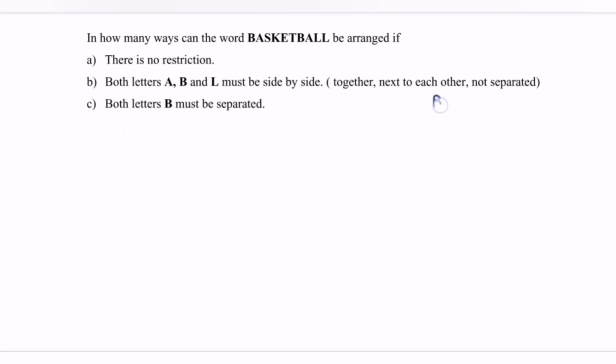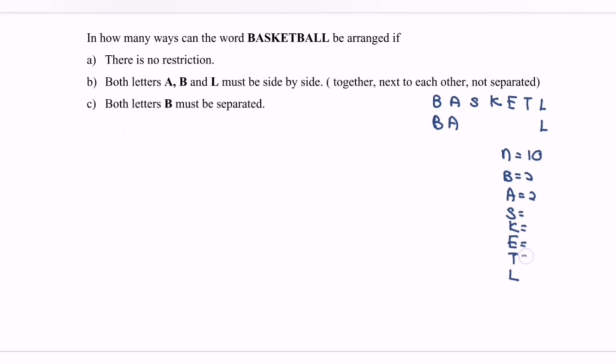Here we have B, A, S, K, E, T, B, A, L, L. So in total, n is equal to 10. We have 10 alphabets, or we can say 10 letters. It consists of 2 B, 2 A, then S, K, E, T, and L. S, K, E, T we have 1 for each, and then we have 2 letters for L. This means that here we have a repetition case.